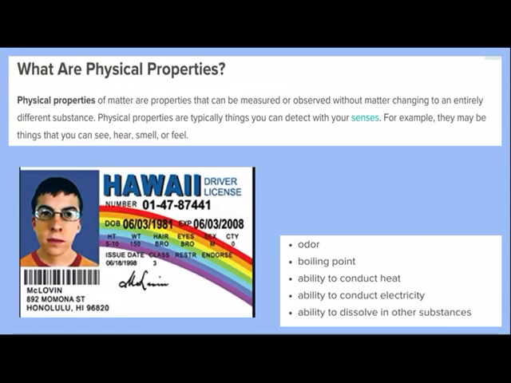So I have this little graphic here of McLovin from the movie Superbad, just because a license tells us a lot of physical properties, things that we can sort of see with our eyes and our senses. Hair color, eye color, height, maybe not weight, but you can maybe sometimes estimate it. So that's a lot of physical properties, like physical characteristics.